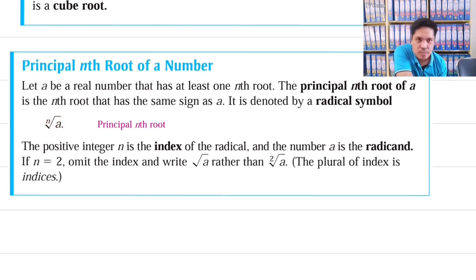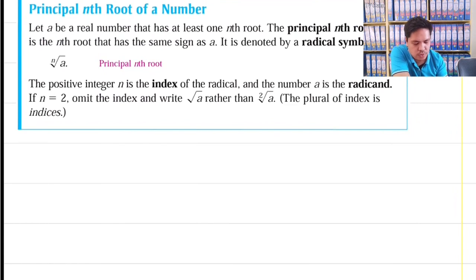But it doesn't matter as kailangan yung properties ang alam. Okay? So, if n is equal to 2, omit the index. So, kung square root siya, you don't need to write 2 here because that is understood as square root. Yun lang naman. So, again, this is a radical, the radicand, the index.